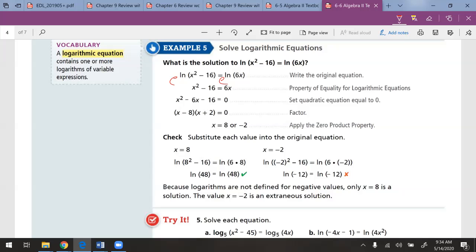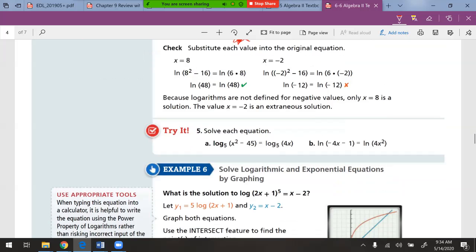Now keep this in mind. The -2 is not going to work, because if I plug in -2 inside the ln, I cannot take the ln of a negative number. So the only number that would work would be 8. Notice how both the solutions are there.